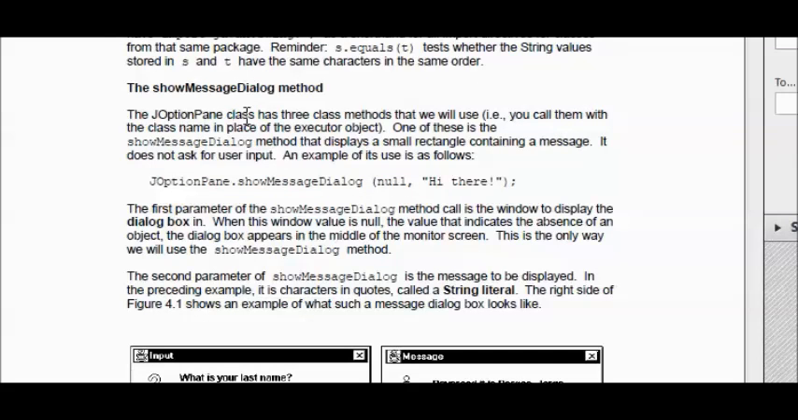So here you're looking at the description of the show message dialog method. And so you're taking away the J option pane. So what are you saying? Show message dialog. So null is what? Null is a component, right? So you put component, comma, hi there is a string. So it would be show message dialog, parentheses, component, comma, string. So what would it be for the next one?